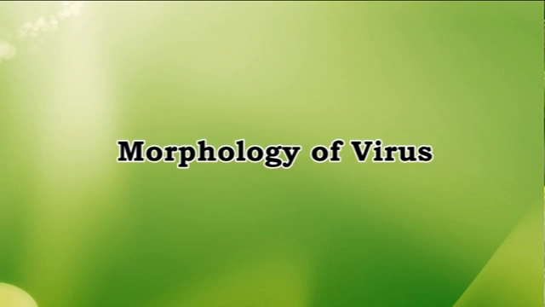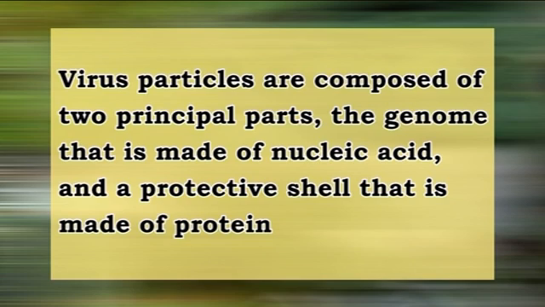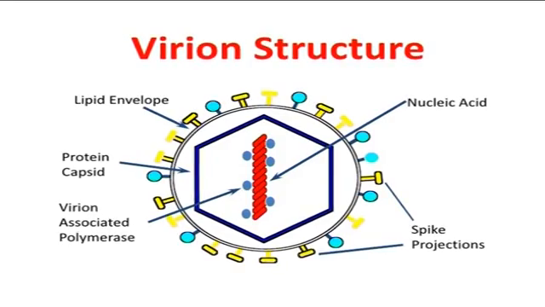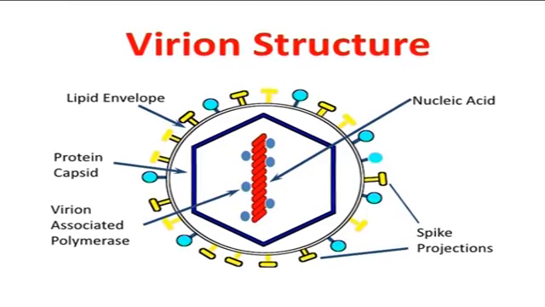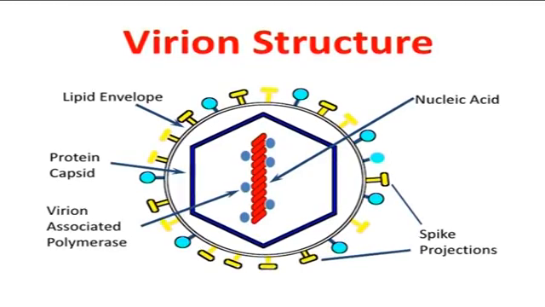Morphology of virus. There is a simple structural principle that applies to virtually all viruses in their mature form. Virus particles are composed of two principal parts: the genome, that is made of nucleic acid, and a protective shell that is made of protein. The protein shells of plant viruses are assembled in accordance with one of the two fundamental types of symmetry.